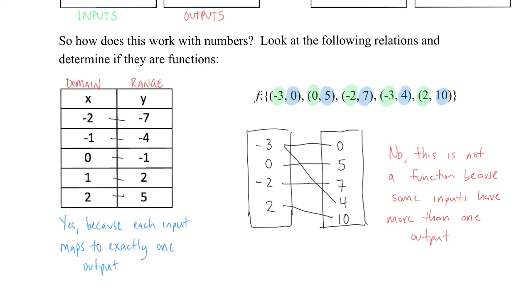And that's it. So what I really want you to take away from this is obviously what is a function: a relation in which each input has exactly one output. I want you to understand that the inputs are domain, that the outputs are range, and I want you to understand what a mapping diagram is and how it works. And that's it.